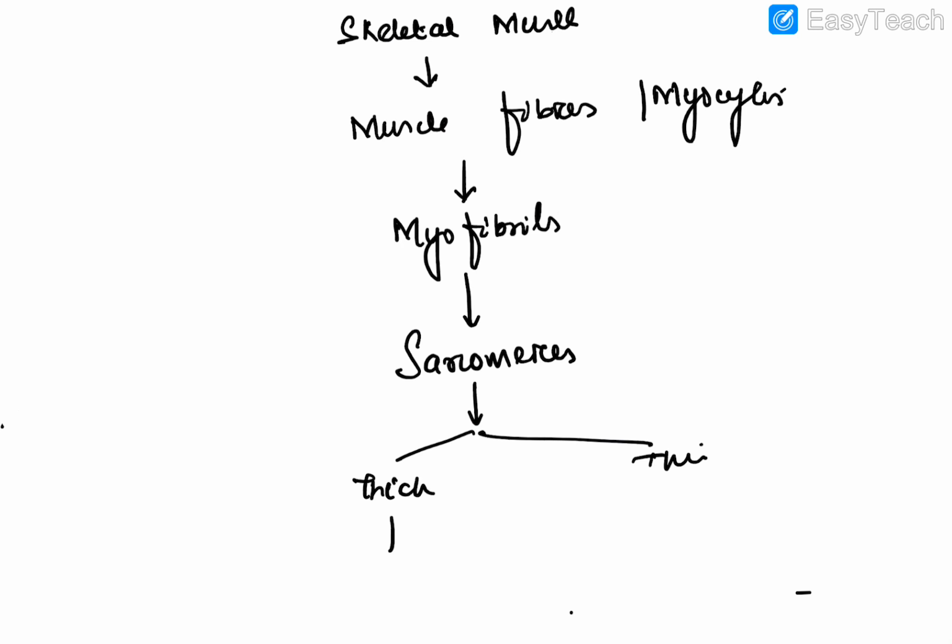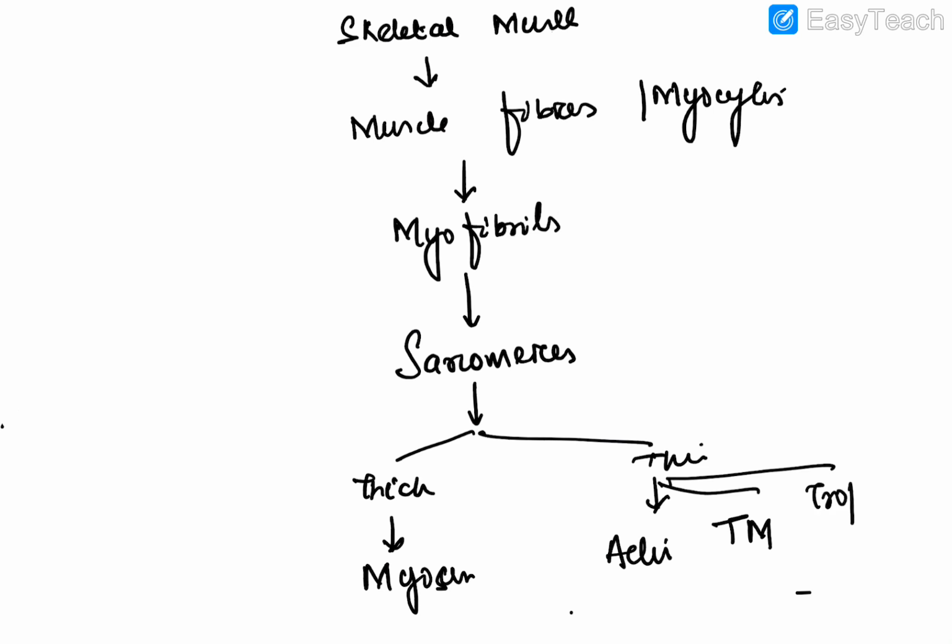The thick filaments are made up of a protein called myosin, and the thin filaments are made up of a protein called actin. They also have other proteins called tropomyosin and troponin. And troponin has three components: troponin I, troponin T, and troponin C.